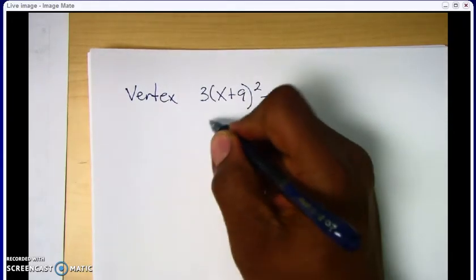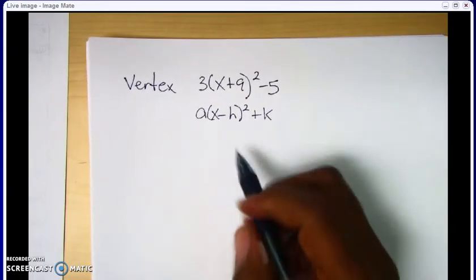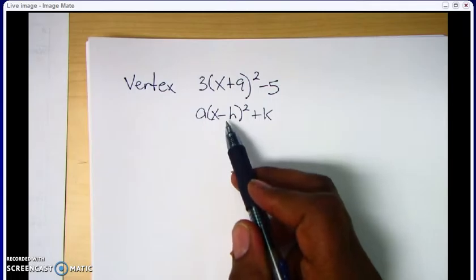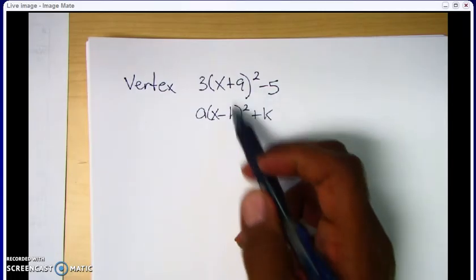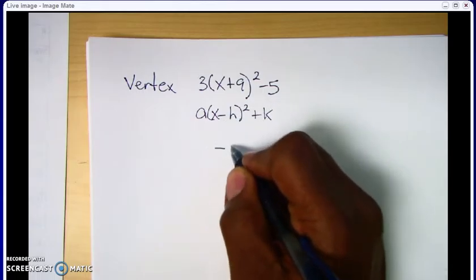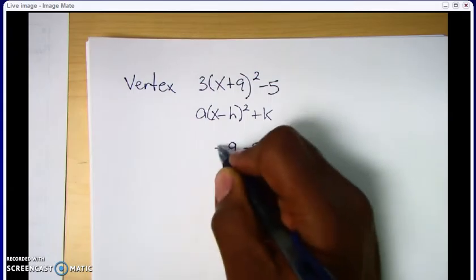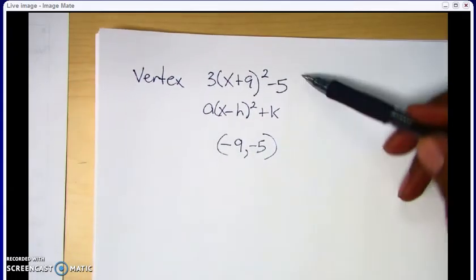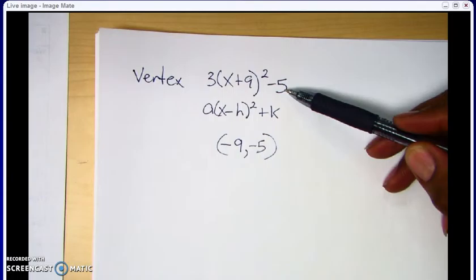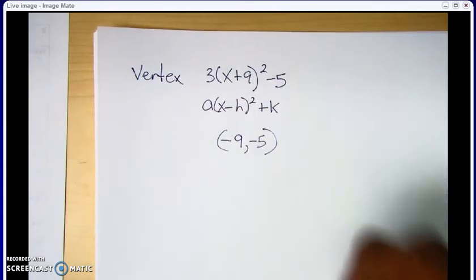Remember, in vertex form, what was the general vertex form? x subtract h squared plus k. All right, so remember, in the general form, the horizontal movement is going to be opposite of what you think. So the vertex on this is actually at negative 9, negative 5, okay? The vertical movement is what it is, but the horizontal is going to be opposite. So negative 9, negative 5.